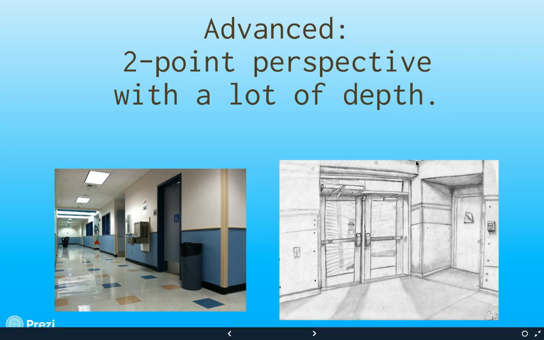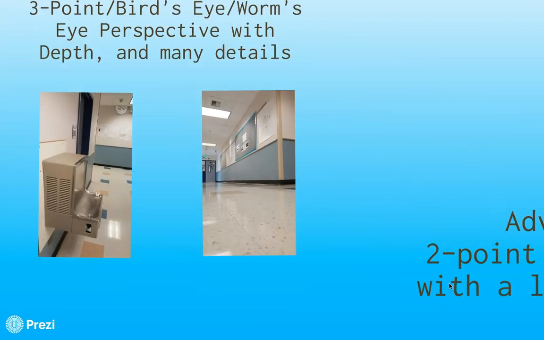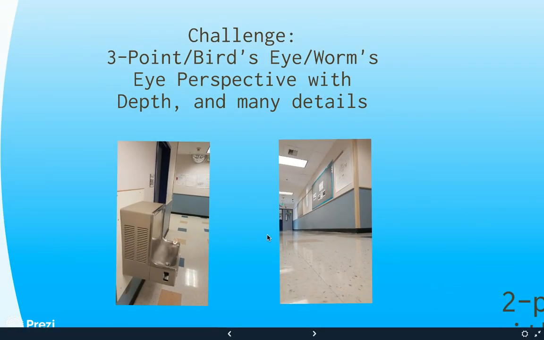Here's an image of an inverted corner where we've got a wall going this way and a wall going that way. So there's an intersection of different perspectives. And then third, the challenge level, is doing a bird's eye perspective or a worm's eye perspective, where you're high above something looking down and drawing on it, or looking from the ground up from a worm's eye perspective. So these are your options.